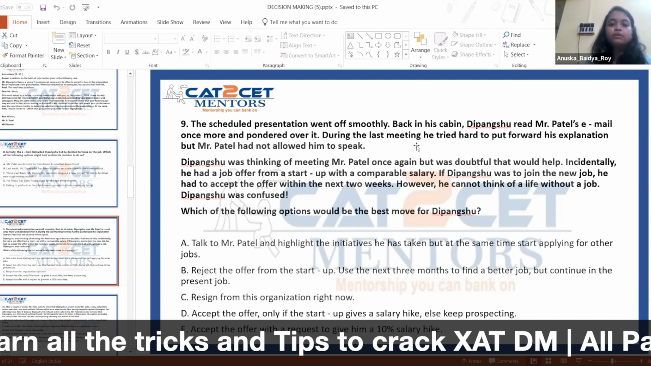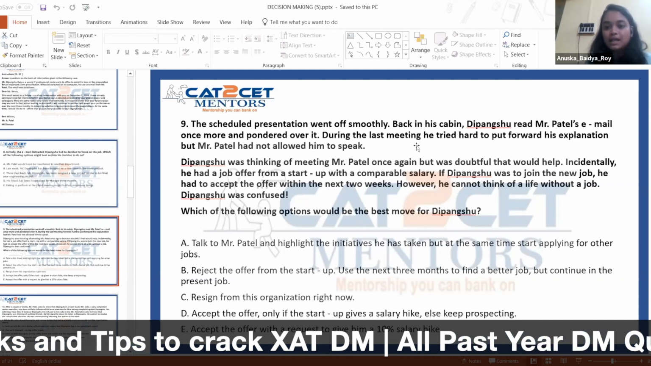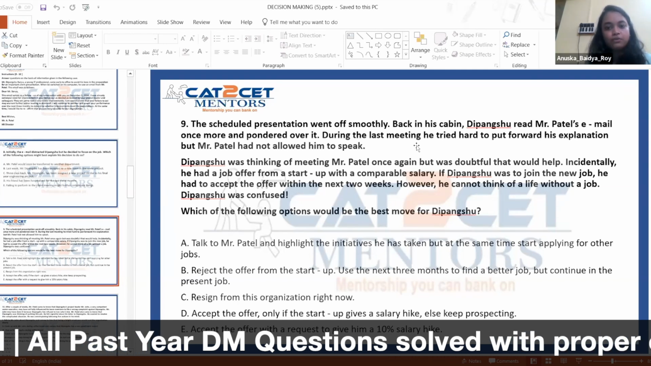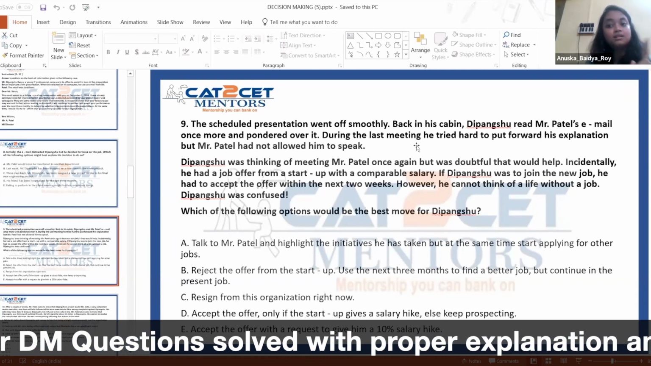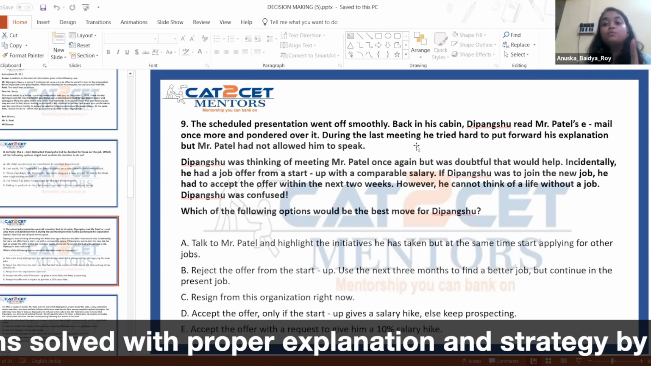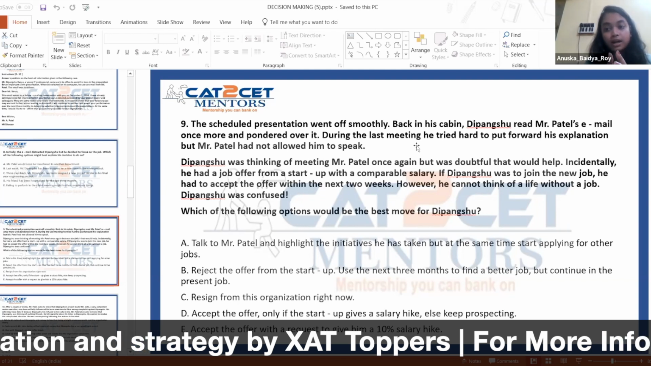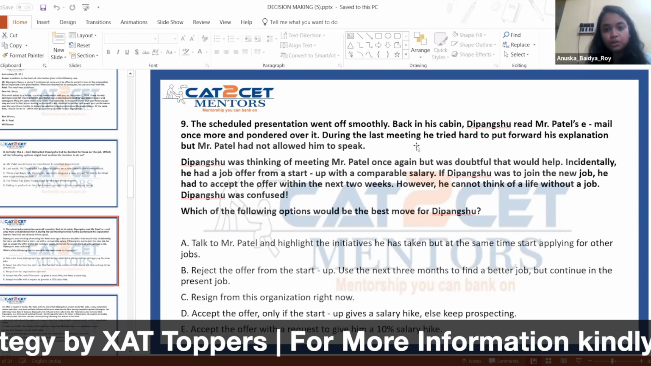Incidentally, he had a job offer from a startup with a comparable salary. If Dipanshu was to join the new job, he had to accept the offer within the next 2 weeks. Okay, so he has another offer, comparable salary. Another important thing to note, comparable salary, okay, from a startup. He has to accept the offer within 2 weeks.